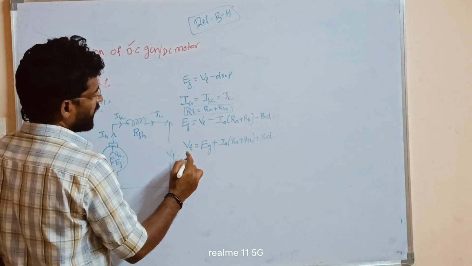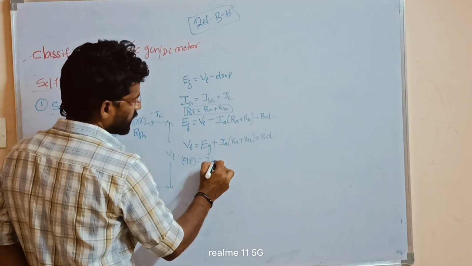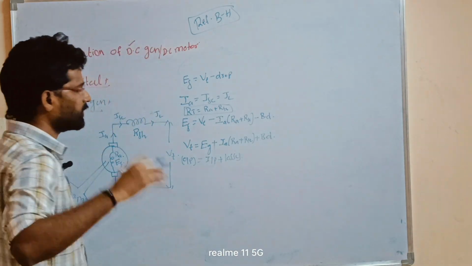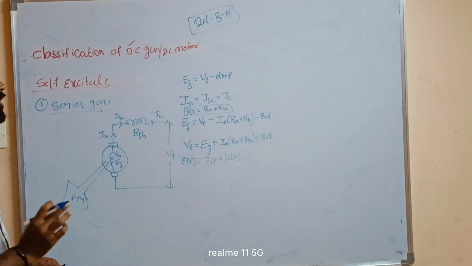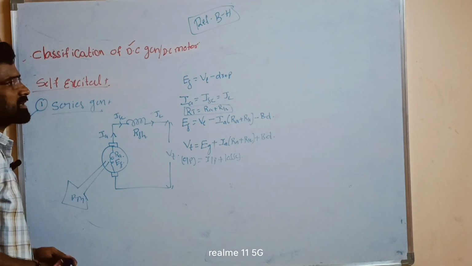Simple thing. VT is nothing but the output. Output is equal to input plus losses. So this is nothing but the series generator.